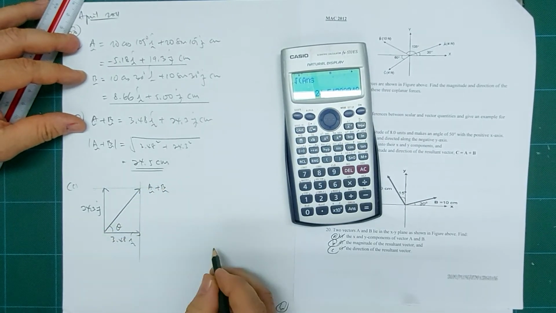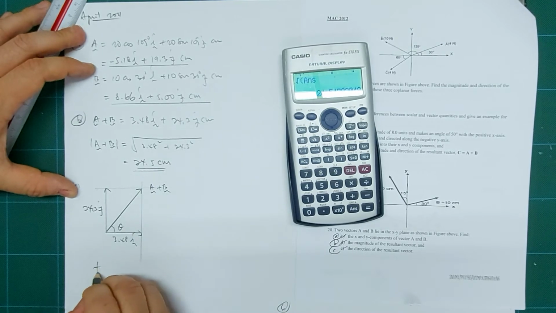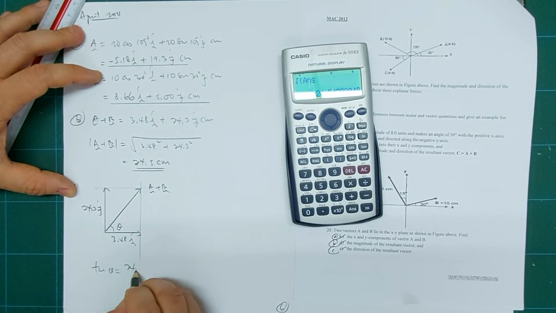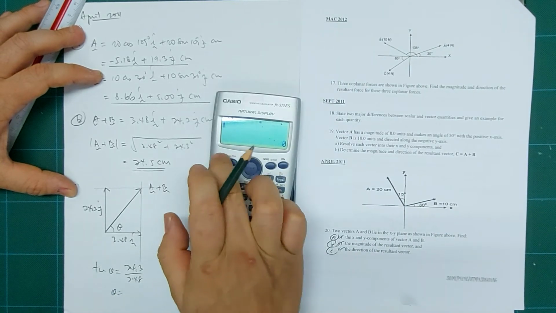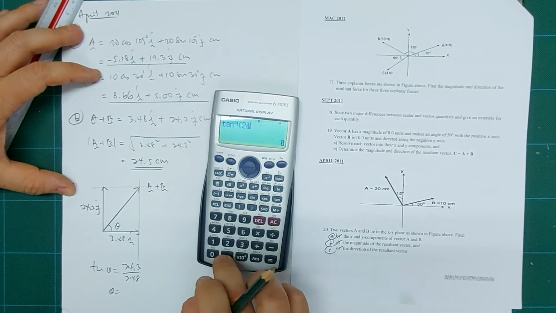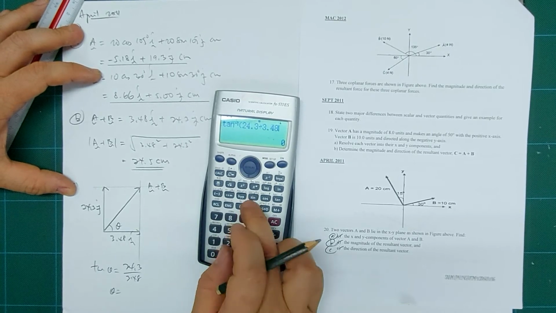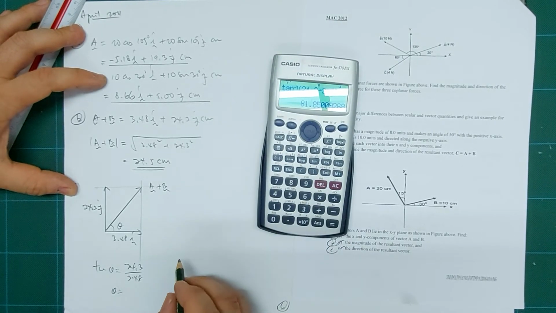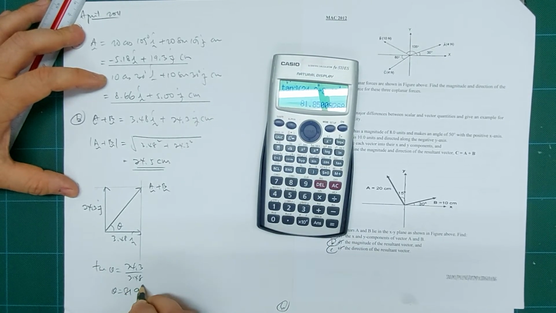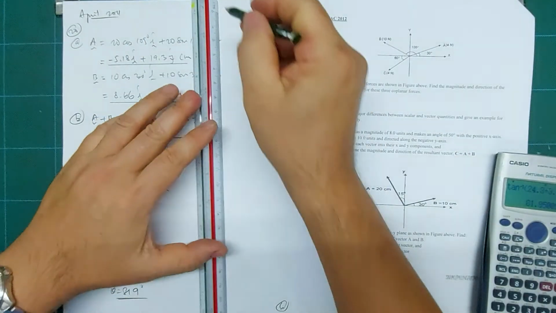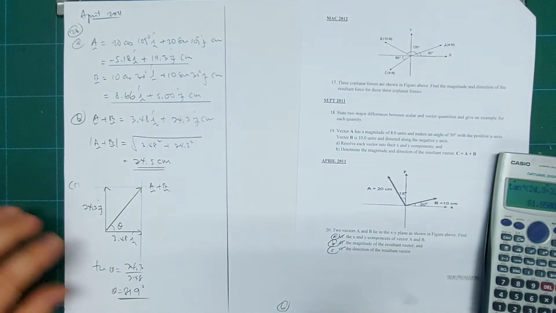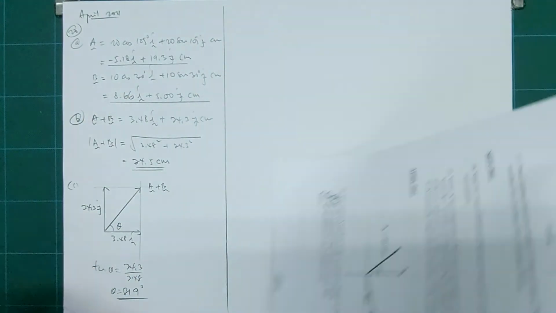I'll call this one theta. Using tangent, tangent theta is equal to 24.3 divided by 3.48. So arctangent of 24.3 divided by 3.48, the answer is 81.9 degree. That is the answer for question 20. Right. Next.